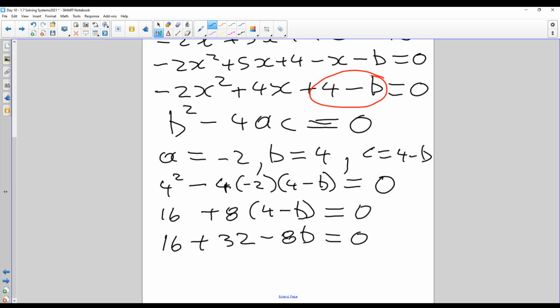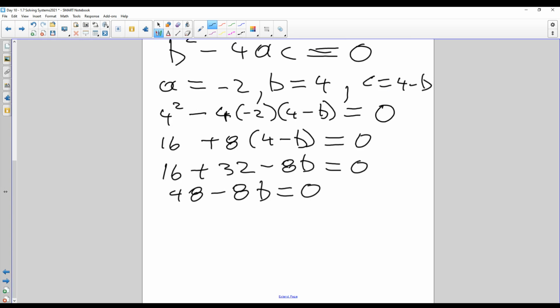Am I going too fast here? Everybody good? Let me know, folks. I need to know. Shaluja, are we good so far? Okay. So 8 times 4 is 32. 8 times minus b is minus 8b. Okay, let's put together the 16 and the 32, which should be 48 minus 8b equals 0.